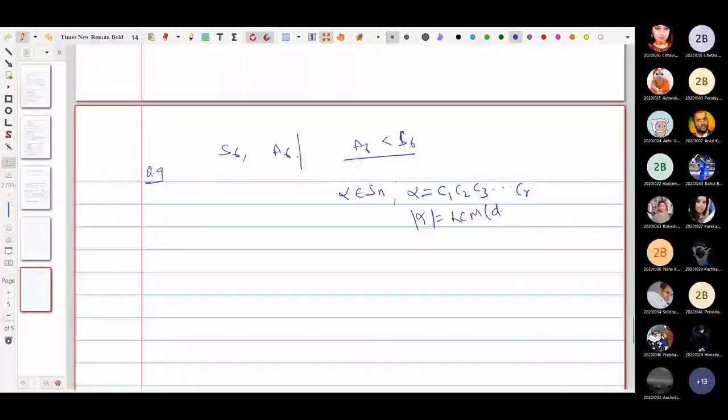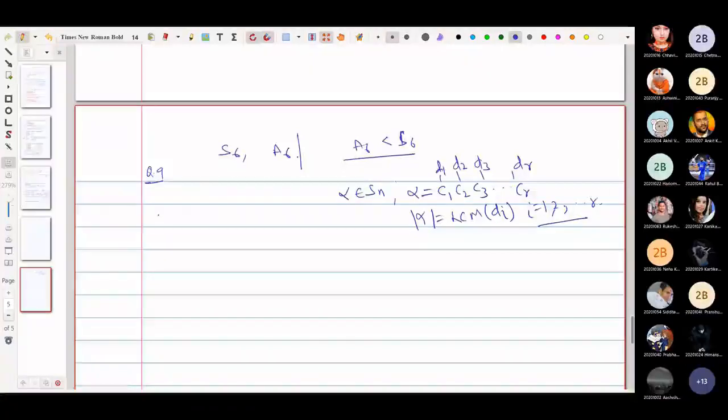LCM of d_i, i from 1 to r. The order of C1 is d1, the order of C2 is d2, the order of C3 is d3, and the order of Cr is dr. So these are the orders of disjoint cycles. This is what we are going to take up.